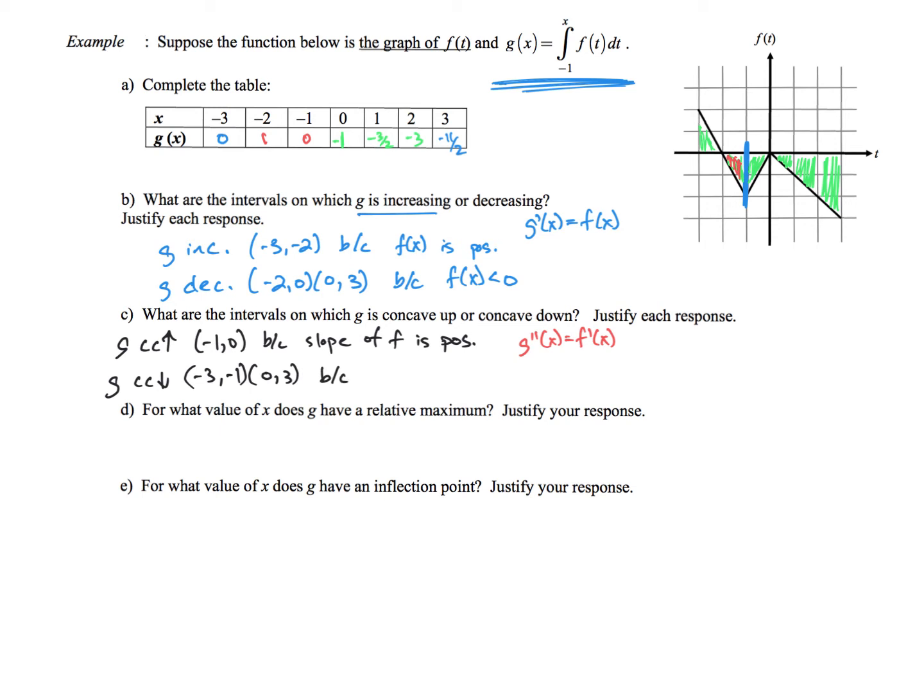And then what is my justification part? Because slope of f is negative. All right. You see how chapter 3 is kind of leading us into this? All right. They're kind of going to work together.